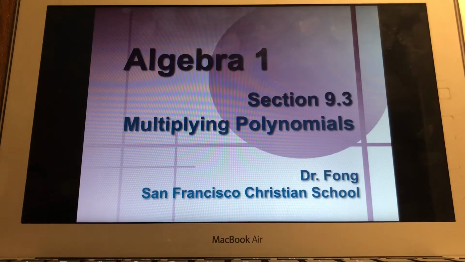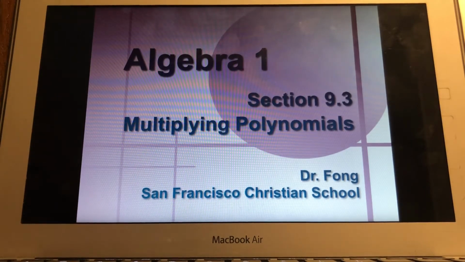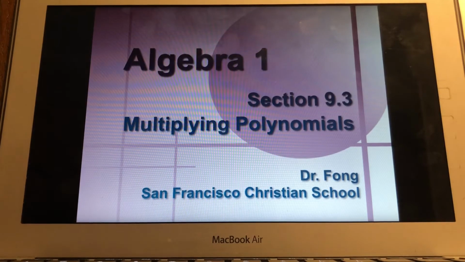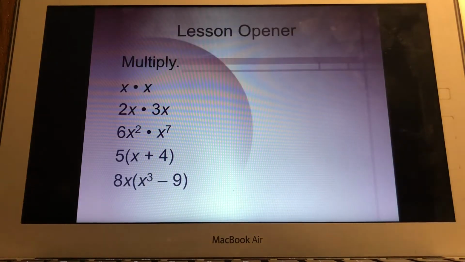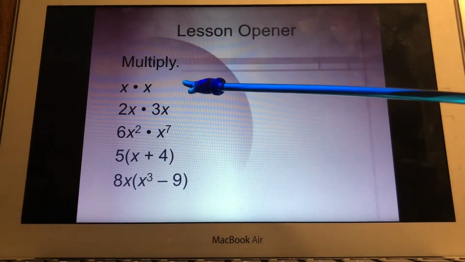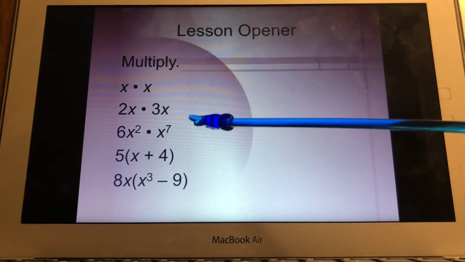Hello, we are going to continue today with multiplying polynomials, section 9.3. The last couple of sections we talked about adding and subtracting polynomials, so now we're going to get to multiply them. Now first, let's talk about what happens when you multiply each of these terms here.